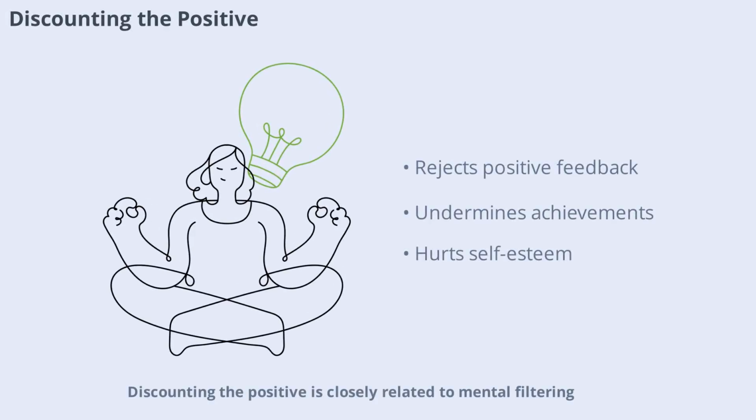Discounting the positive is closely related to mental filtering. It's when you reject positive experiences by insisting they don't count. For example, if someone compliments your work, you might think they're just being nice. This habit can erode your self-esteem and make it hard to accept praise or success. By acknowledging your achievements, even small ones, you can start to build a healthier self-image.